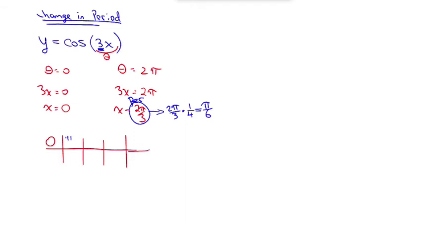So this will be 1 pi over 6. The next one would be 2 pi over 6, which is pi over 3. Dang it, I wrote pi over 6. Pi over 3. Fail. Next one would be 3 pi over 6, better known as pi over 2. The next one would be 4 pi over 6, which is better known as 2 pi over 3. And there's your period. And there's your cuts.